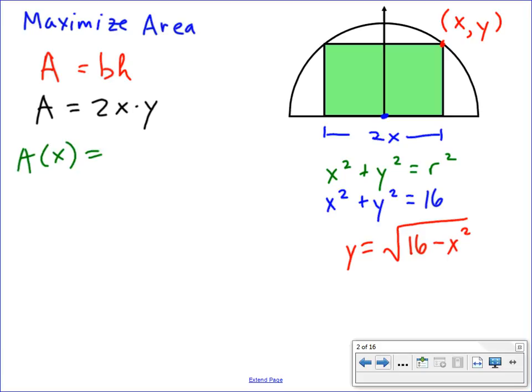Here we go. We're going to substitute in my expression for y into my area formula where I see it. So I get 2x times square root of 16 minus x squared. Can I see it? Awesome. So we've used the relationships in the problem to rewrite my area formula as a function of one variable.